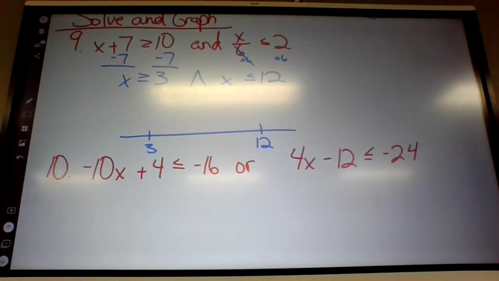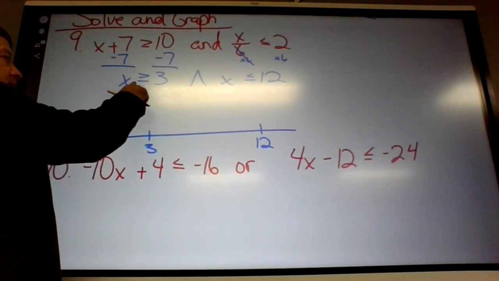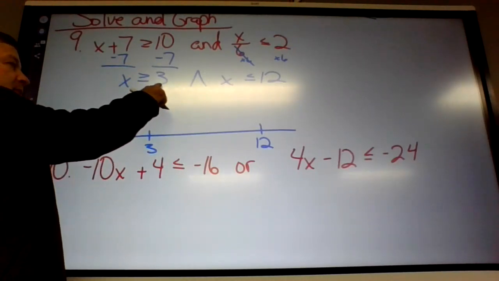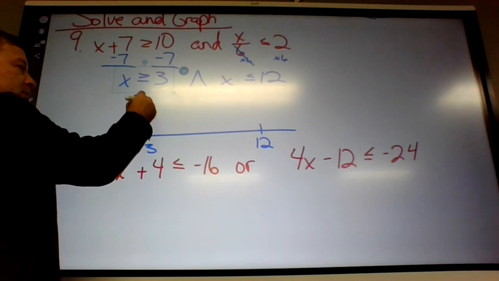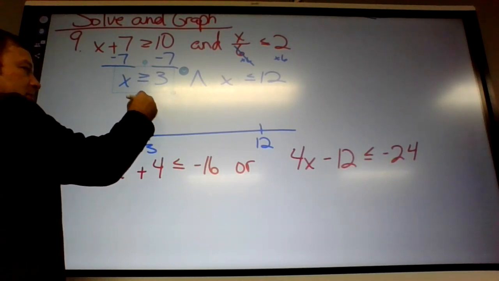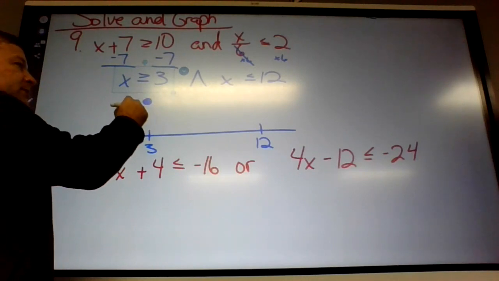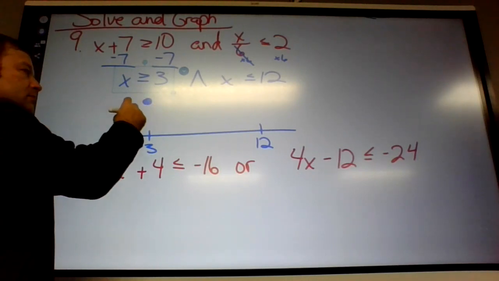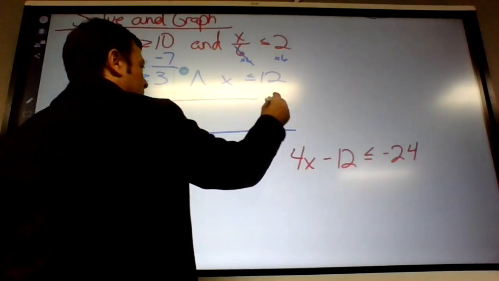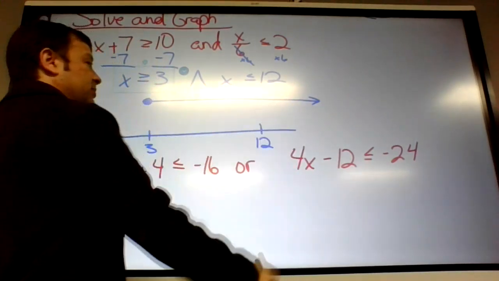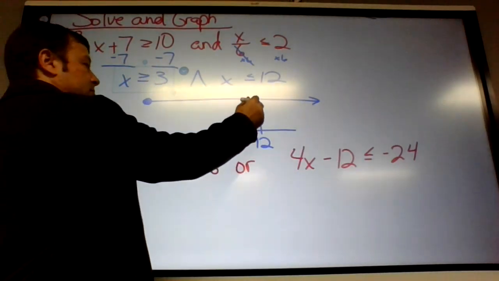Okay, anyways, so for the floating line, what's x is greater than or equal to 3 look like? Closed circle, going which way? Oh, closer towards the right. What's x is less than or equal to 12 look like? Closer towards the left.